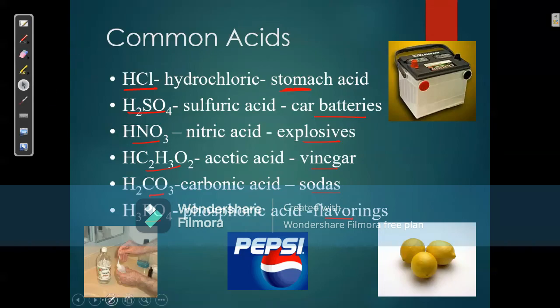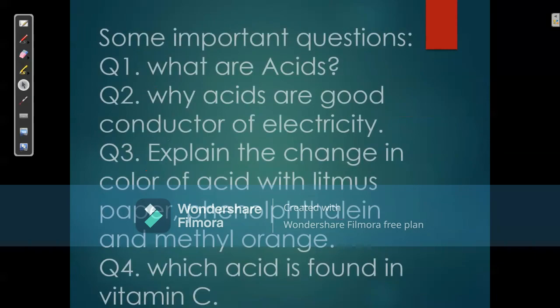Now, after this, we'll move further and discuss a few more points about acids. So these are the important questions that you're supposed to do. Like, what are acids? Why are acids good conductors of electricity? Explain the change in color of acid with litmus paper, with phenolphthalein, and with methyl orange. And the last question is, which acid is found in vitamin C?